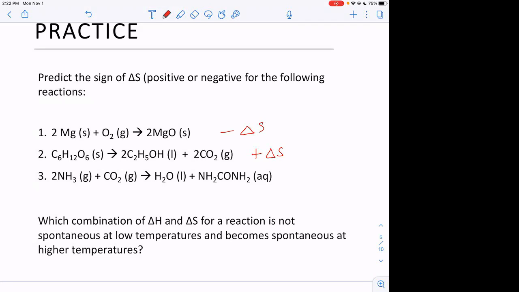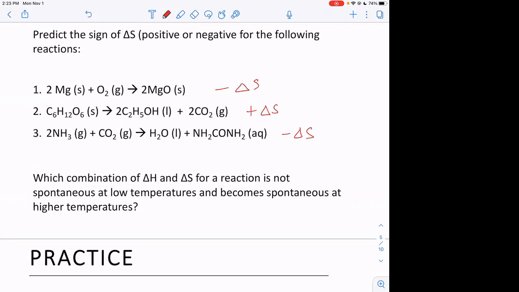3, you've got 2 NH3, that's a gas, ammonia gas, plus carbon dioxide gas makes liquid water, and then this molecule, NH2, CO, NH2, which is aqueous. What do y'all think about that? Why is it decreasing? I was thinking 2 on the outside, 2 gases. And you got total 3 moles of gas total. Liquid and aqueous, these are substances that are more ordered than gases, okay? Only 2 moles of stuff. So yeah, delta S is negative. Okay, good. Hopefully you feel comfortable doing that on the exam.